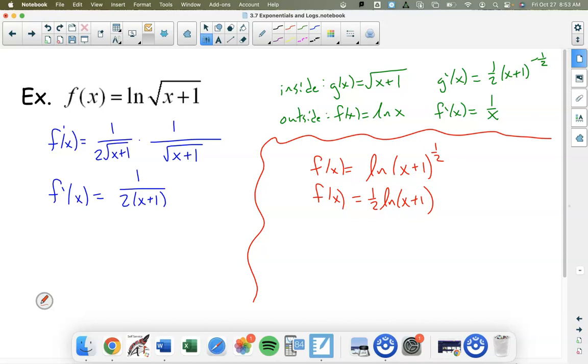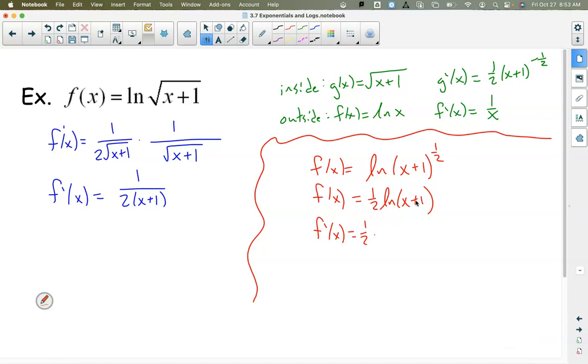Aha. What's it look like to take the derivative this way? Well, I can leave the 1/2 in front. Now the derivative of the natural log of x plus 1, it's still chain rule, but what's the derivative of the inside? 1. The derivative of the outside is 1 over x, but we got to put the inside back in, which is, aha, look at that. Same thing. Don't forget your properties of logarithms. Let's look at one more example.